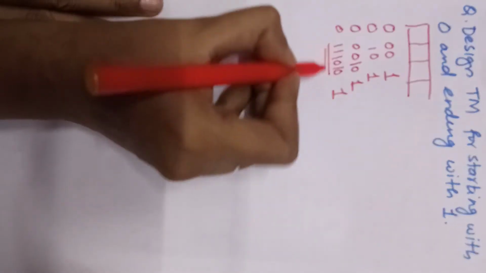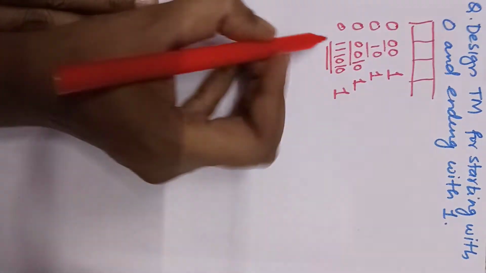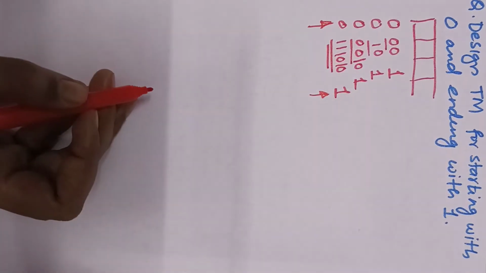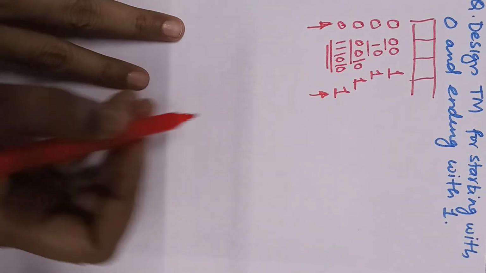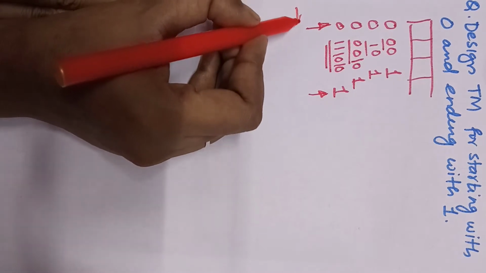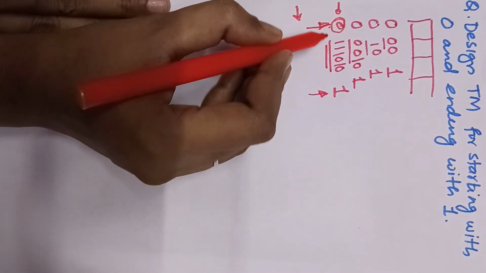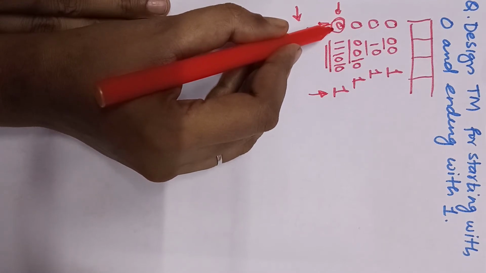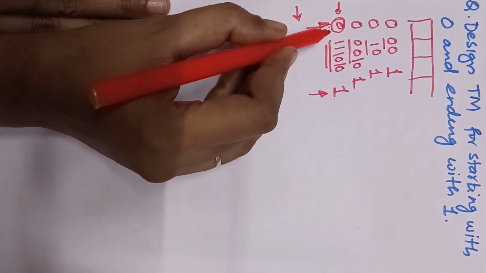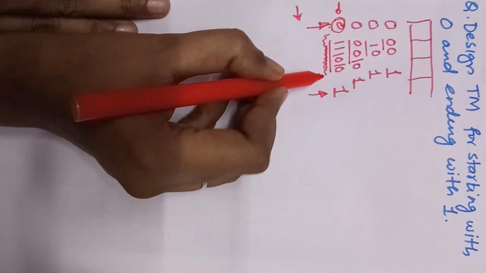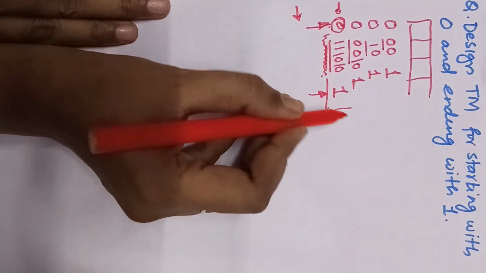I am not interested in the middle portion of the string. I am interested in the beginning portion and in the end portion. So what we are going to do, first of all we will start reading the string. For example, this is a string. We will check with the first position. Then after checking, if the first bit is 0, I am going to just bypass the remaining portion of the string till I reach the end of the string.